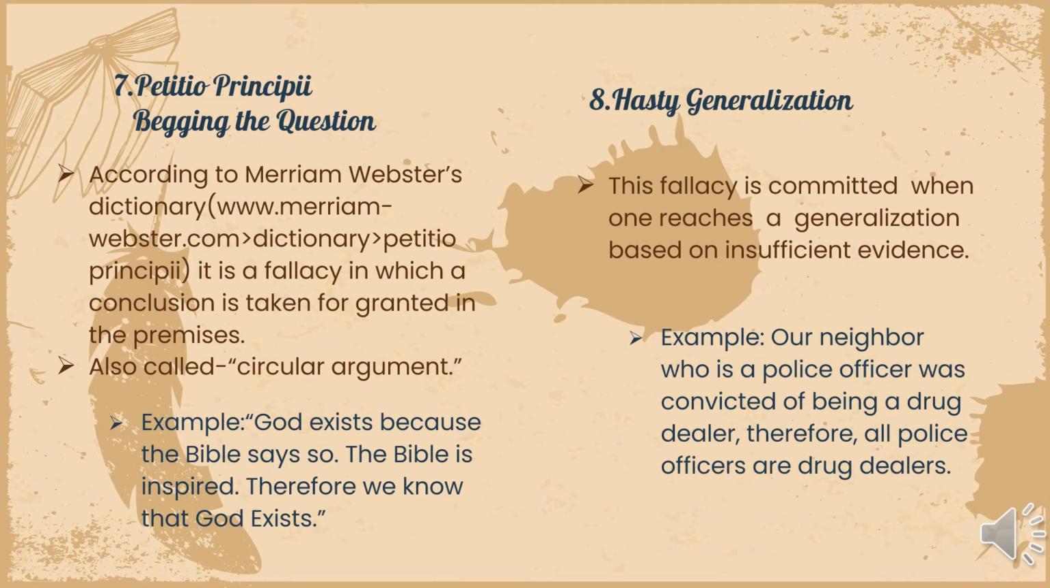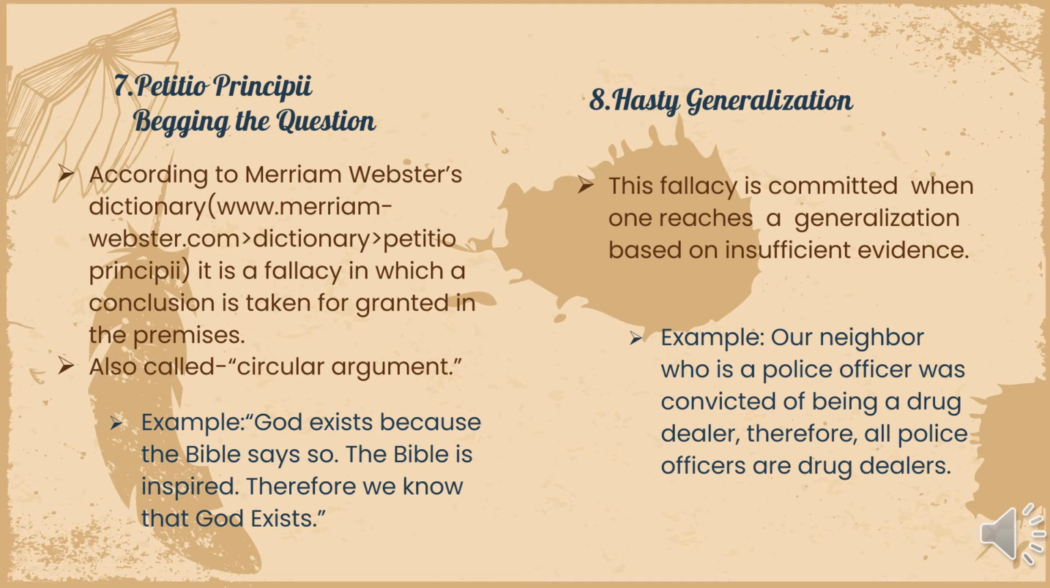Number 7 is petitio principii, or begging the question. According to Merriam-Webster Dictionary, petitio principii is a fallacy in which a conclusion is taken for granted in the premises. It's also called circular argument. For example, God exists because the Bible says so. The Bible is inspired. Therefore, we know that God exists.